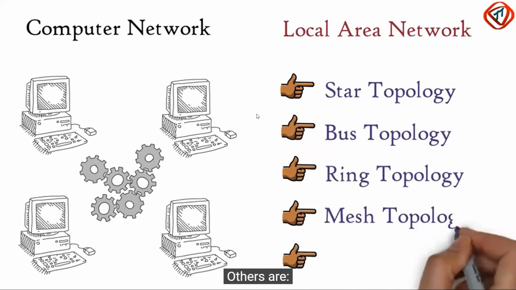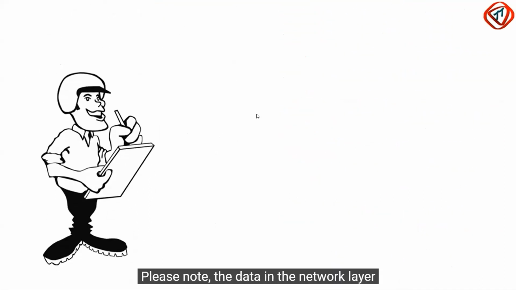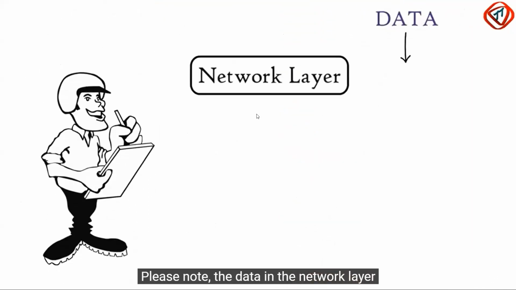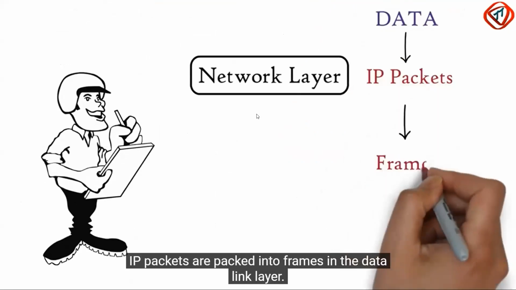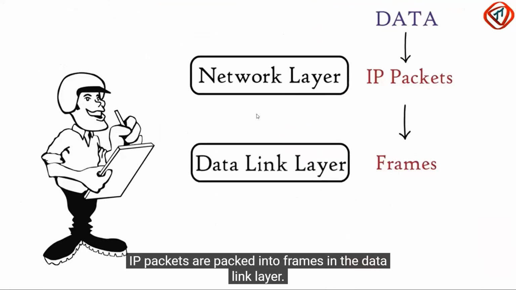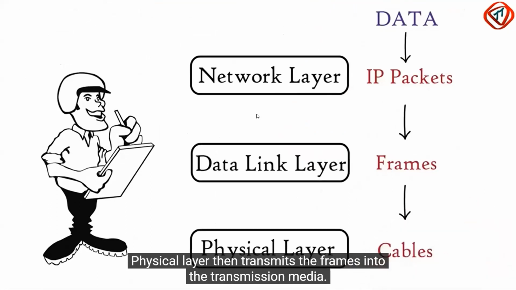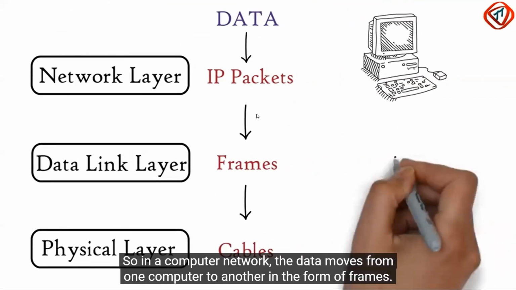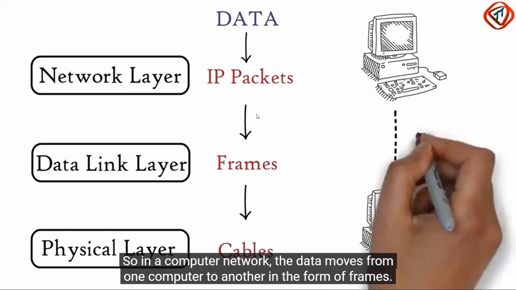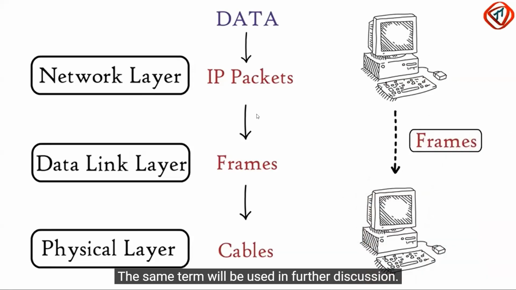Others are mesh topology and hybrid topology. Please note the data in the network layer is in the form of IP packets. IP packets are packed into frames in the data link layer. Physical layer then transmits the frames into the transmission media. So, in a computer network, data moves from one computer to another in the form of frames. The same term will be used in the further discussion.